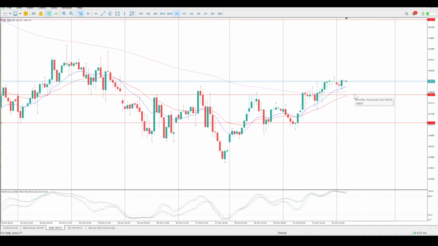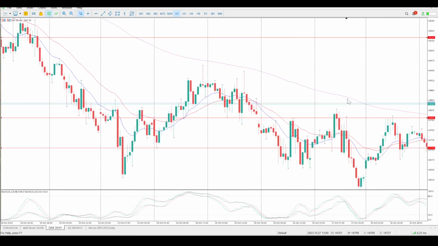It is 14,800, a big monthly level. We need to defend it. If we come back and test it, we've got moving averages crossed over. We have a fairly strong setup to the upside.